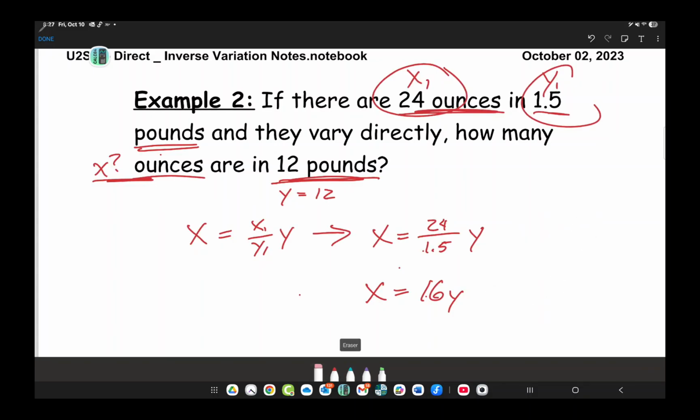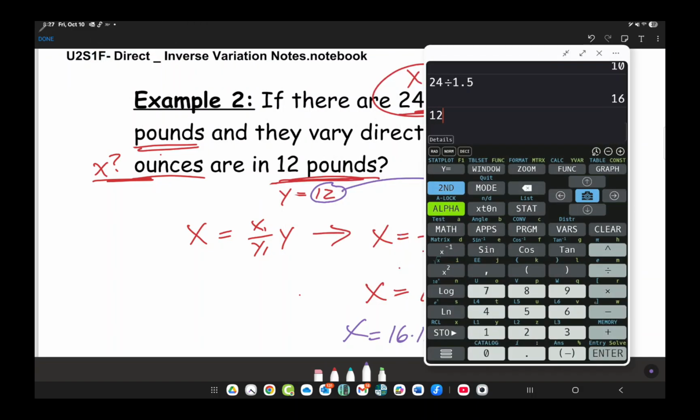Because by the way, how many ounces are in a pound? 16. There you go. So if we have 12 pounds, if this is my y value, I'm going to plug that in here. X equals 16 times 12, which is, I don't know, 160 plus 32, 192. Yeah, very easy.